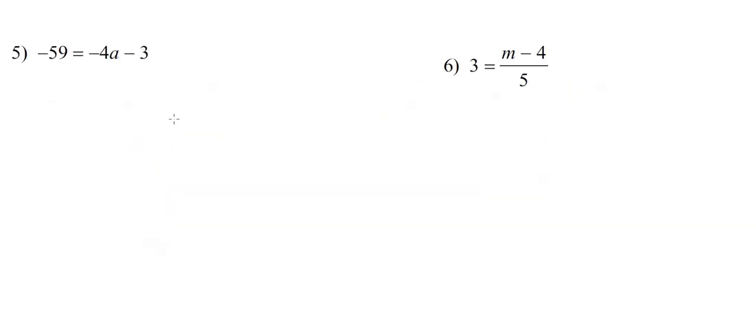All right, next we have number 5. Negative 59 equals negative 4a minus 3. This is a two-step equation because we have two things that we need to do in order to isolate our variable a on the right side. We need to get rid of negative 4 and negative 3.